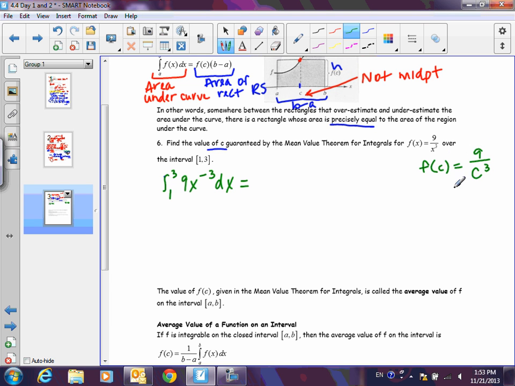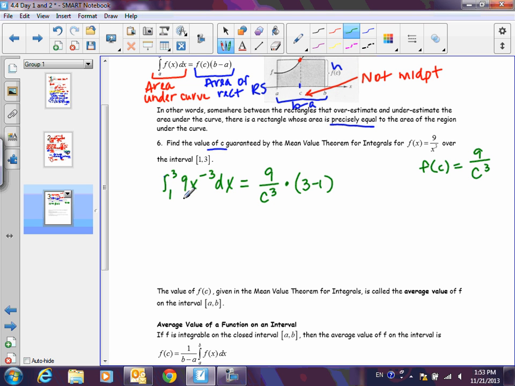I think a lot of people need to see that. We need to write that down and then use it. So I'm going to plug that in right here, 9 over c cubed. And remember, I don't know what c is. That's what I'm trying to find. Okay, that's the f of c part. That's the height of this rectangle. Now we have to multiply it by the width. The width, though, is easy. It's just your interval. So you can write it as 3 minus 1, or you could write that as 2. That would be okay as well.